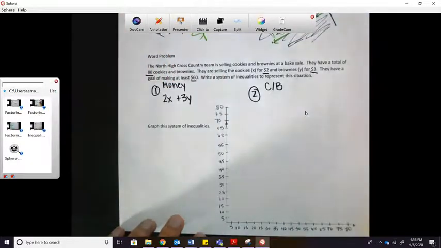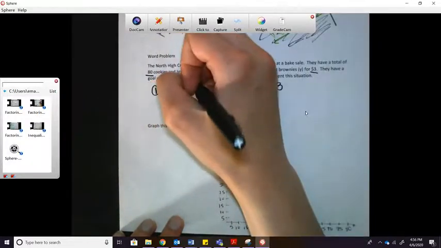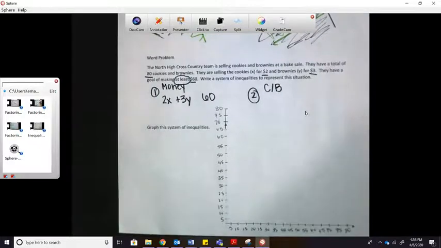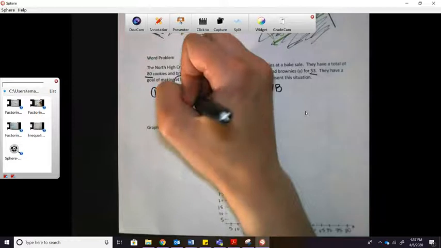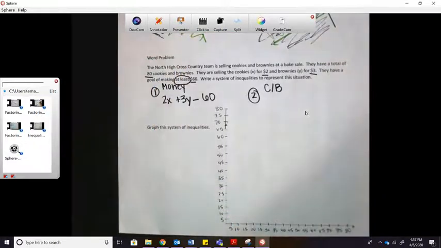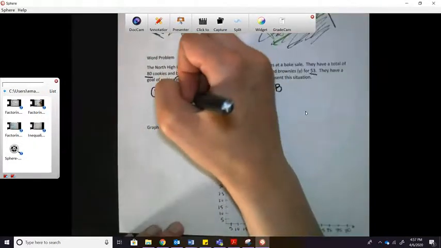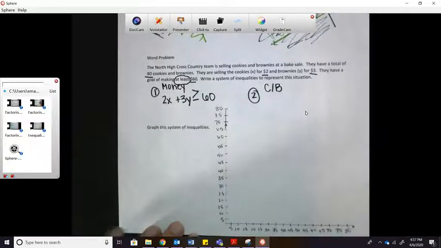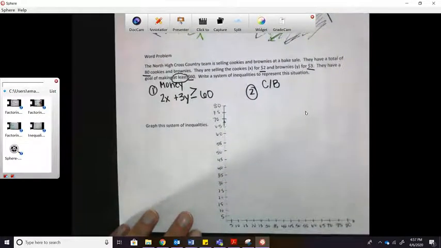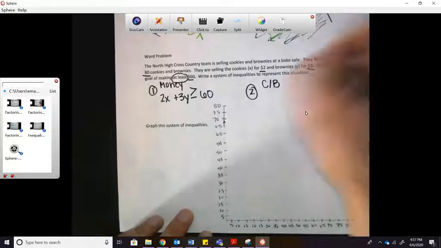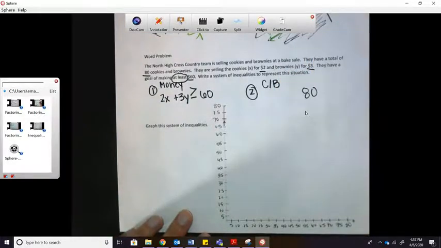The $60. The key word here is at least. At least. So we really want more than 60. We can be equal to 60, but we want more. So we want to be greater than. So bigger than 60.